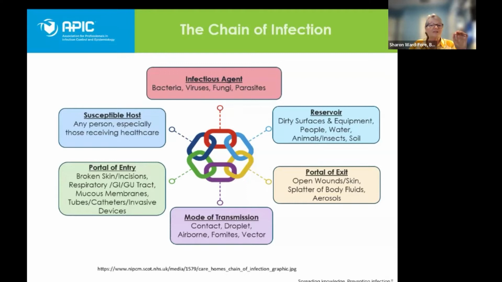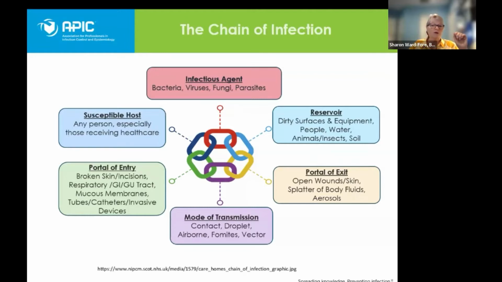Okay, the 6 links in the chain are the infectious agent or the organism which can cause disease. And infectious agents can be bacteria, viruses, fungi, and parasites. Now, their virulence depends on their number, their potency, their ability to enter and survive in the body, and, very important, the susceptibility of the host.